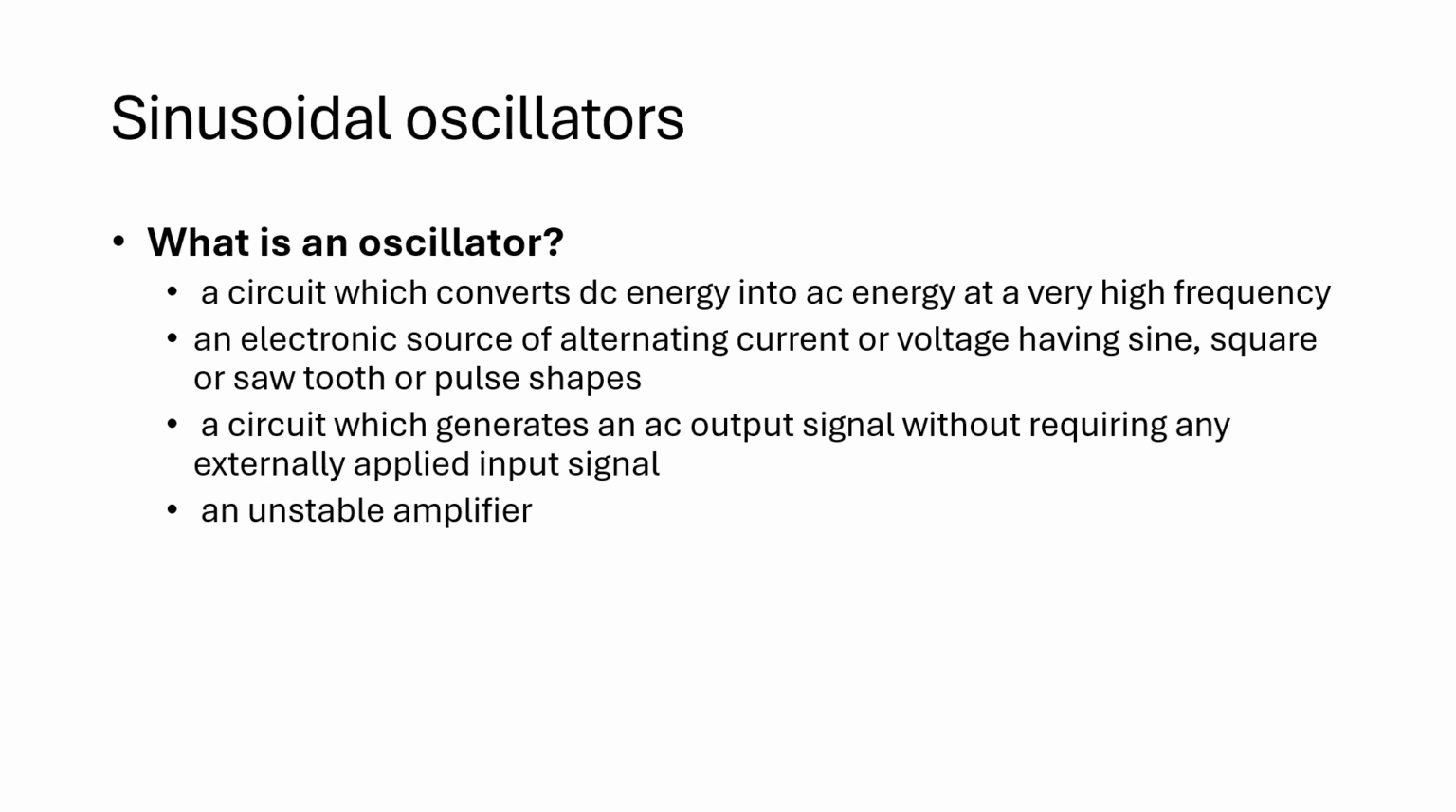You can define an oscillator in any of these four ways. It is a circuit that converts DC energy into AC energy at a very high frequency. It can also be defined as an electronic source of alternating current or voltage having sine, square, sawtooth or pulse shapes. So this is a circuit which generates an output signal without requiring any externally applied input signal, and it can also be defined as an unstable amplifier.